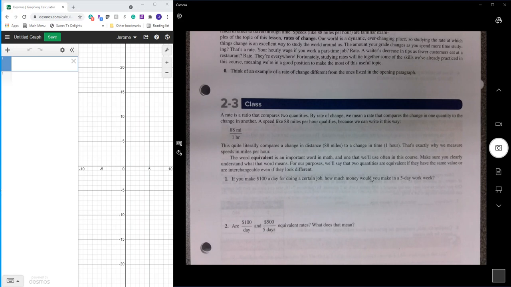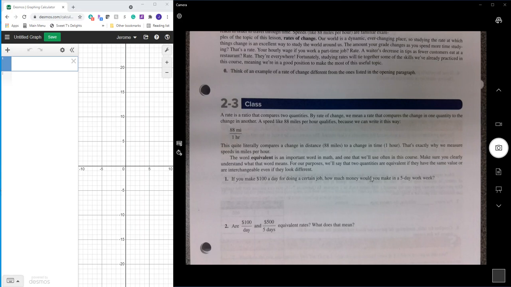Now it says here, a rate is a ratio that compares two quantities. By rate of change, we mean a rate that compares the change in one quantity to the change in another. A speed like 88 miles per hour qualifies because we could write it this way, 88 miles over 1 hour. This quite literally compares a change in distance, 88 miles, to a change in time, 1 hour. That's exactly why we measure speeds in miles per hour.